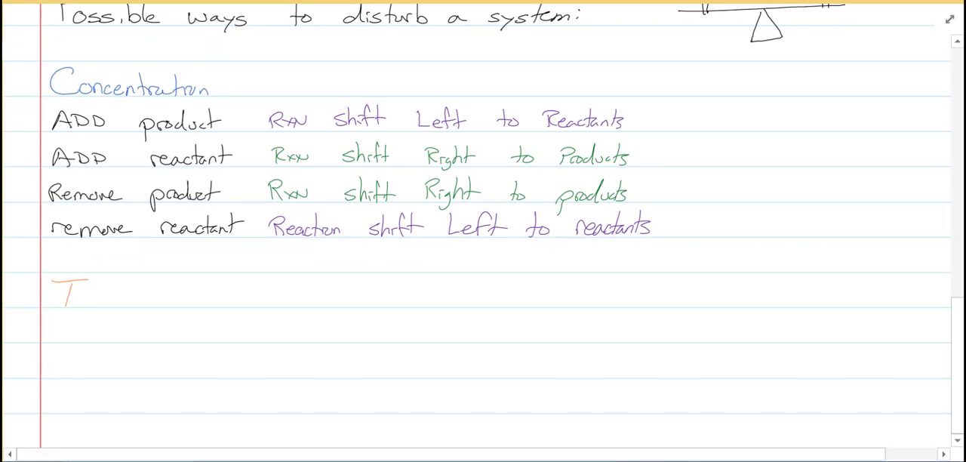The next way we can disturb a system is temperature. There are two types of reactions: exothermic, where heat is produced, and endothermic.